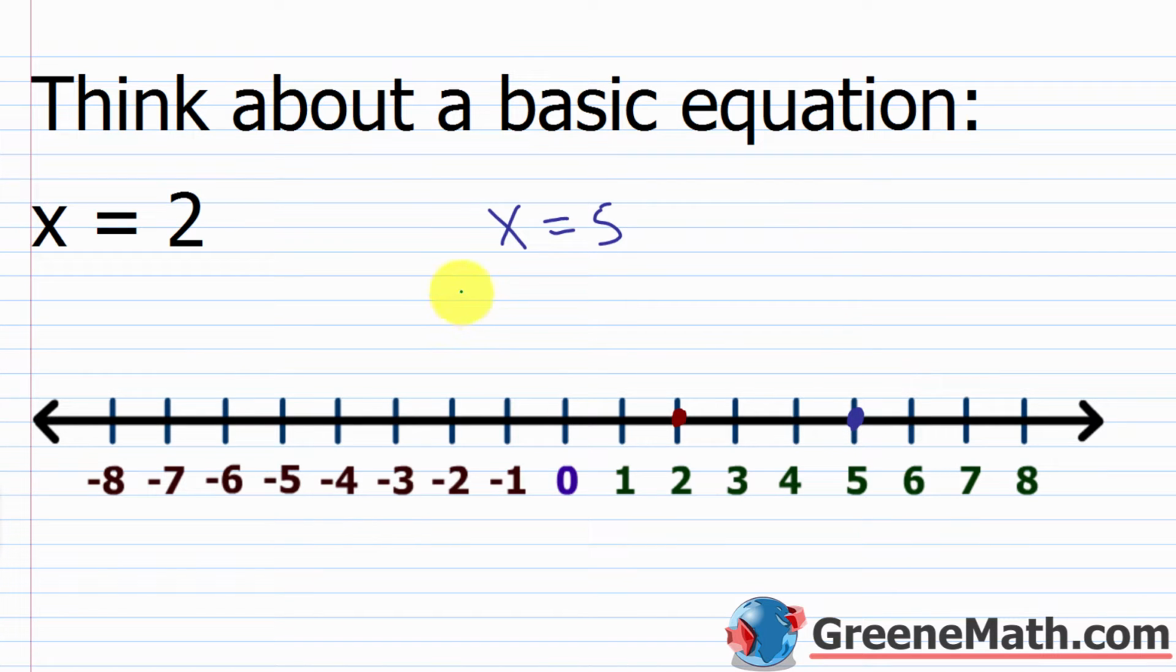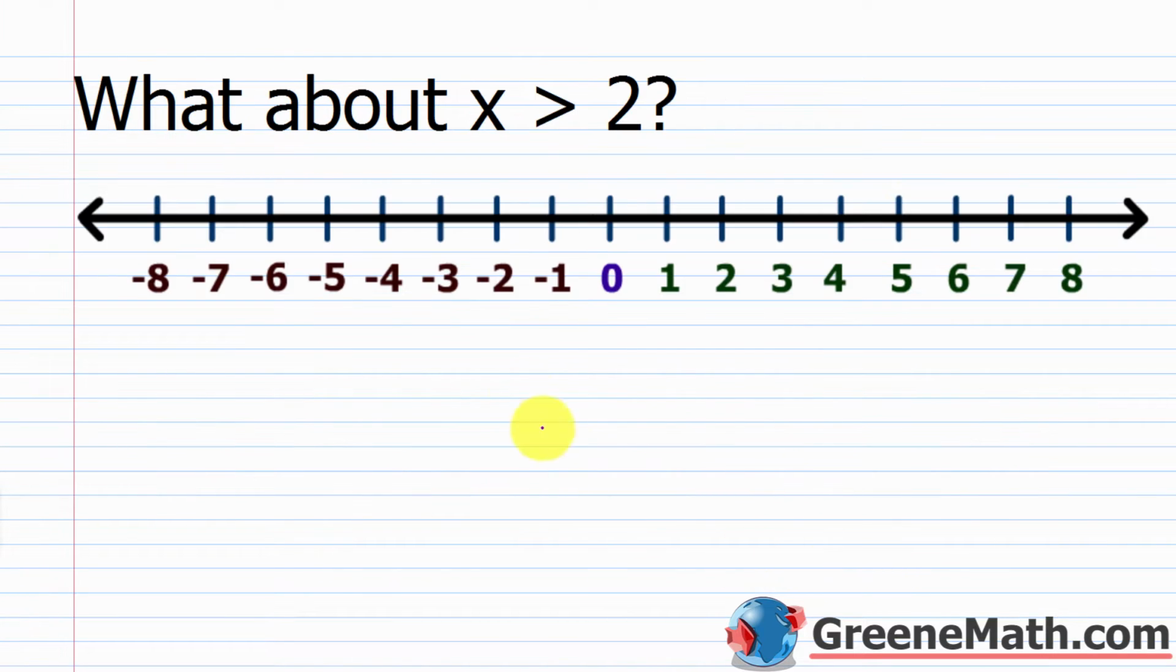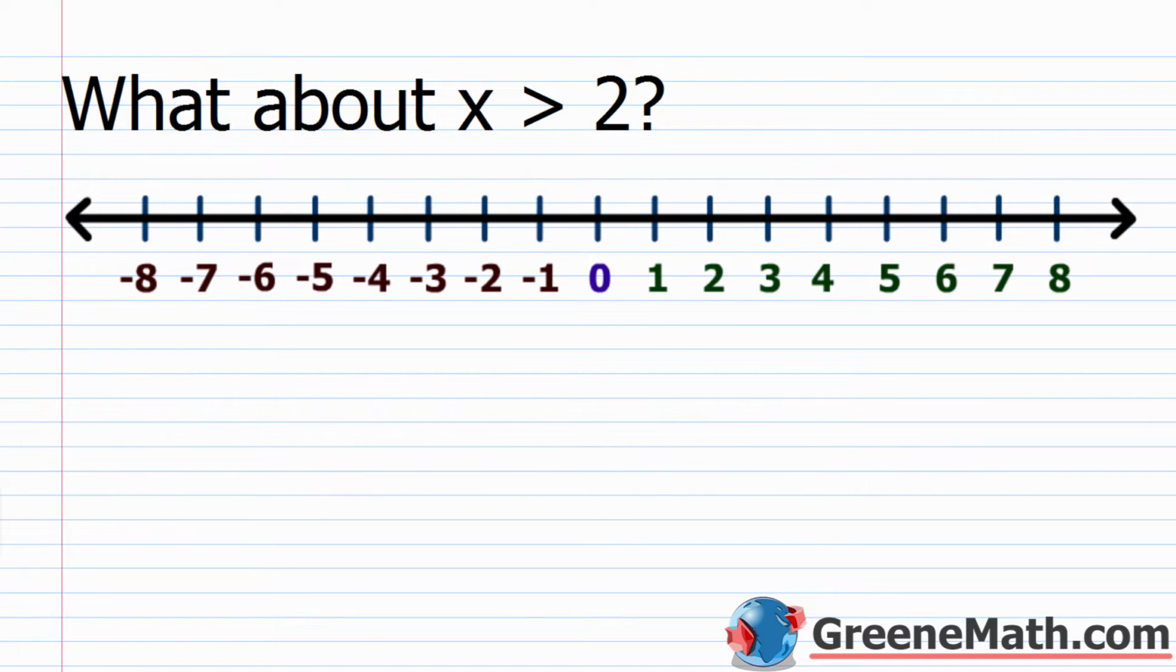Let's look at one more. Let's say we had x equals negative 3. Well, I'd put in, again, a filled in dot or a filled in circle at negative 3. So in each case, we're showing a visual representation of the solution to the equation. And this is going to get much more complex as we go throughout algebra. For right now, this is about as basic as it gets. What about x is greater than 2? How would I graph that?